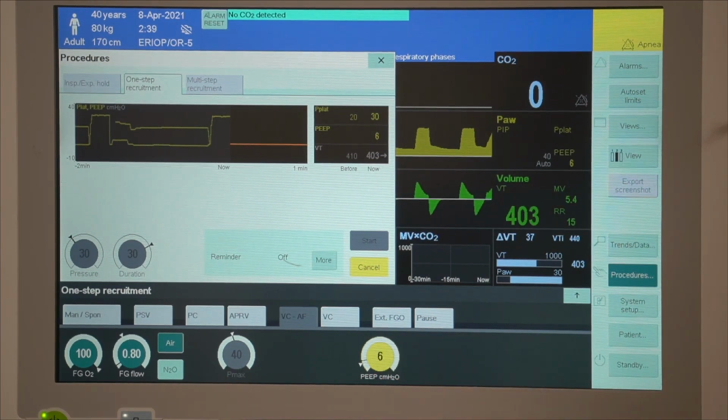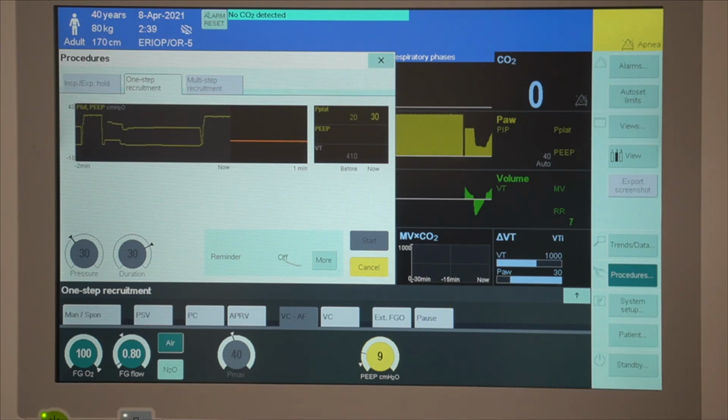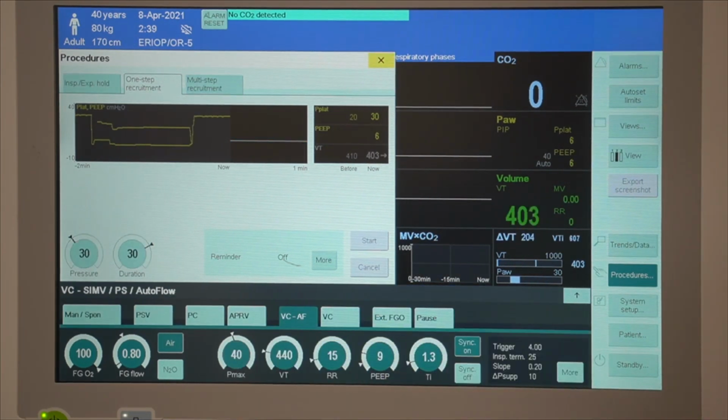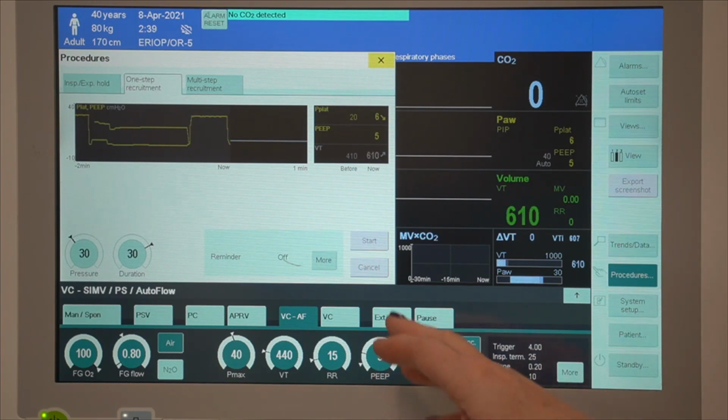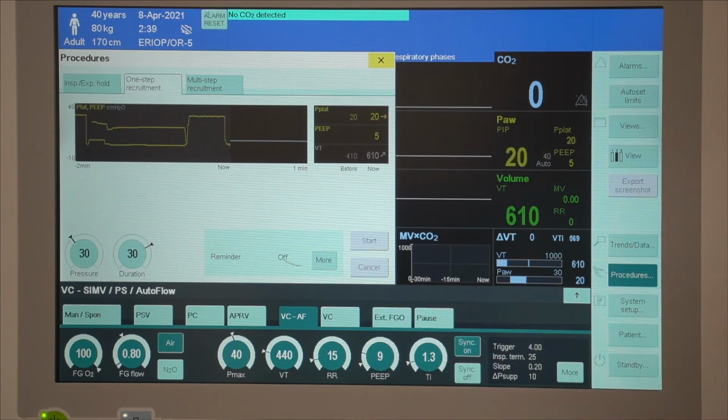So this is often used where you've previously done a recruitment manoeuvre and you would like to take your PEEP up. If you start the recruitment manoeuvre, it will open up the alveoli. You can press cancel and adjust your PEEP, and when the cancel is confirmed, your PEEP will be changed at the higher setting. This option is widely practiced in hospitals, and the turbine ventilator helps to keep the PEEP stable.